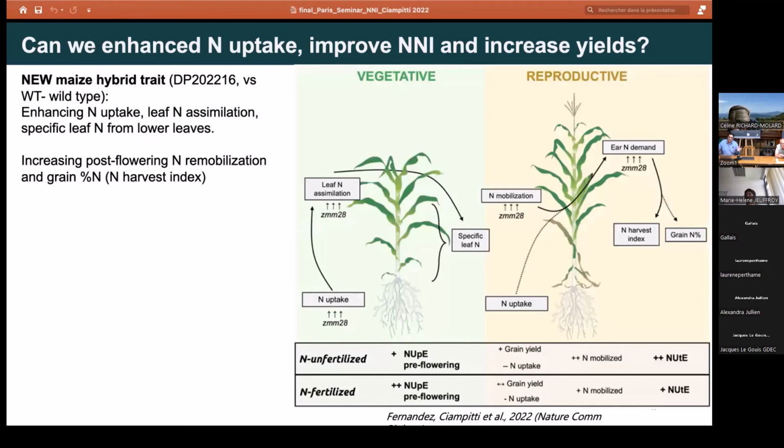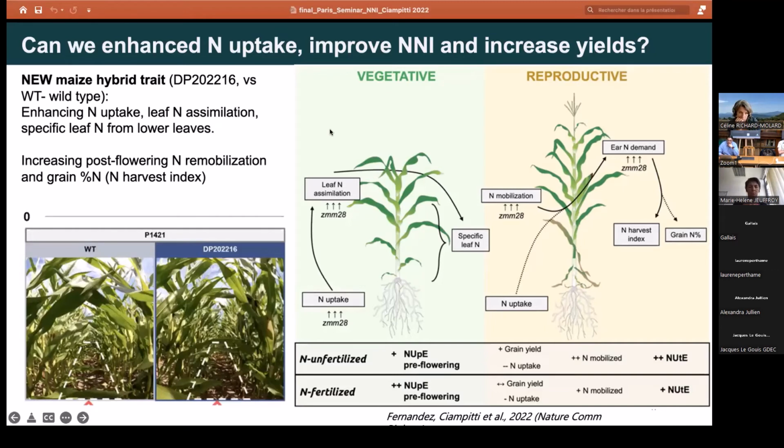And to demonstrate the complexity of the process, this is a figure that we included in the paper. The figure shows that most of the changes occur before flowering. And then after flowering, what happens is like a cascade event. That nitrogen is being mobilized to the ear, and then we are increasing the harvest index, and then reflecting that, in some situations, in an increase in nitrogen concentration.